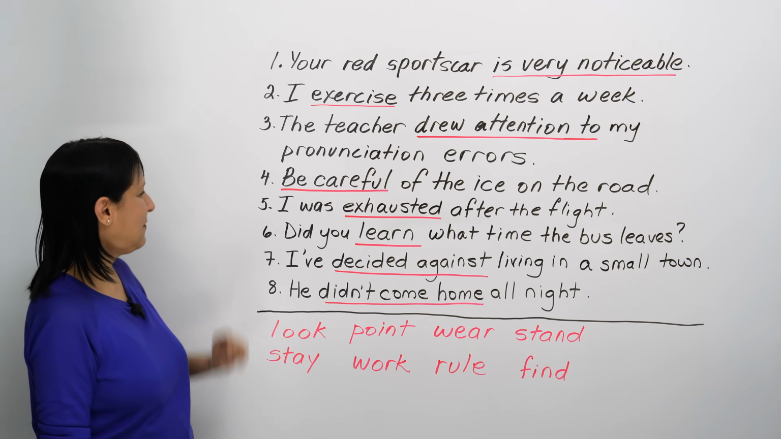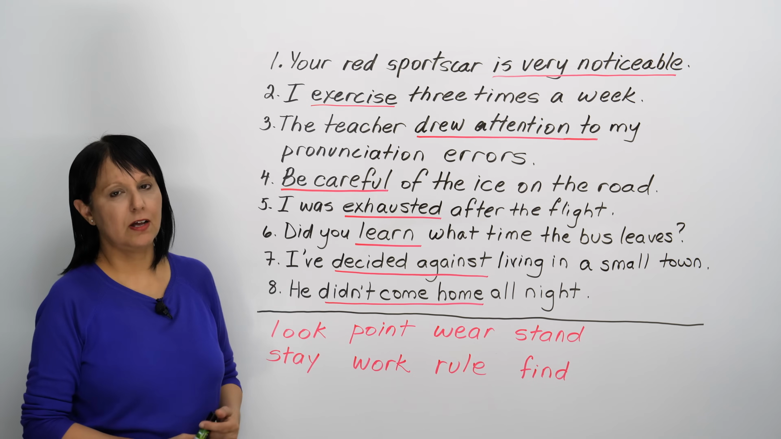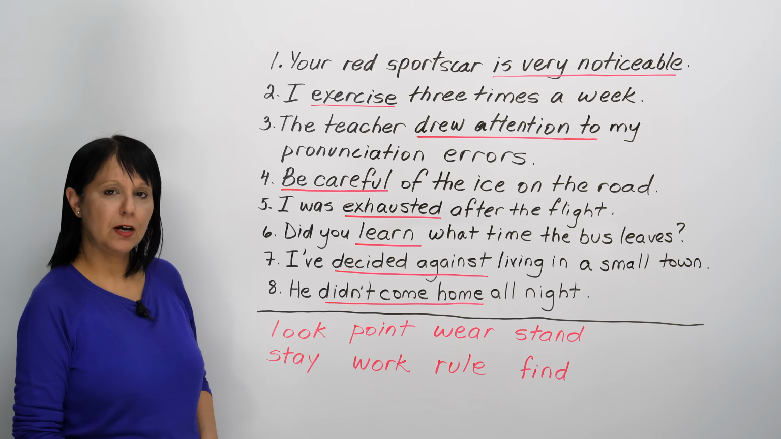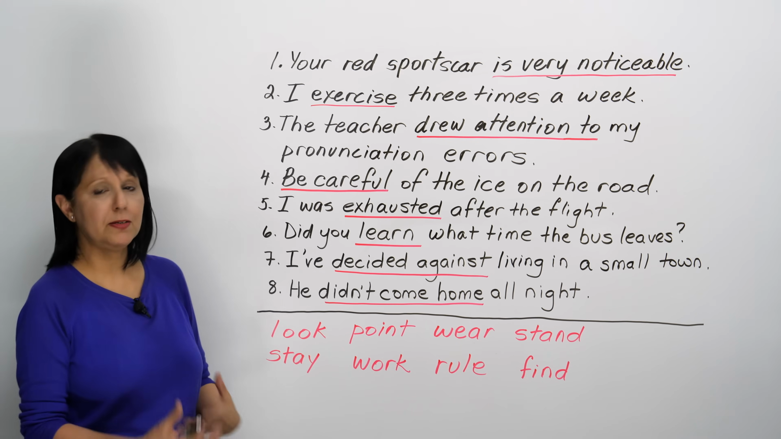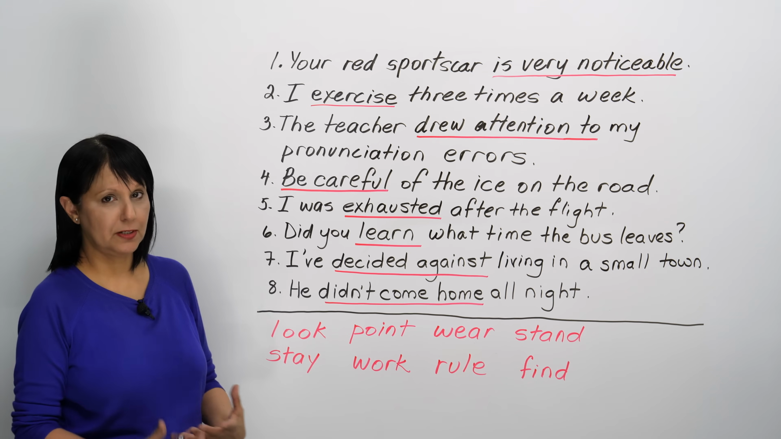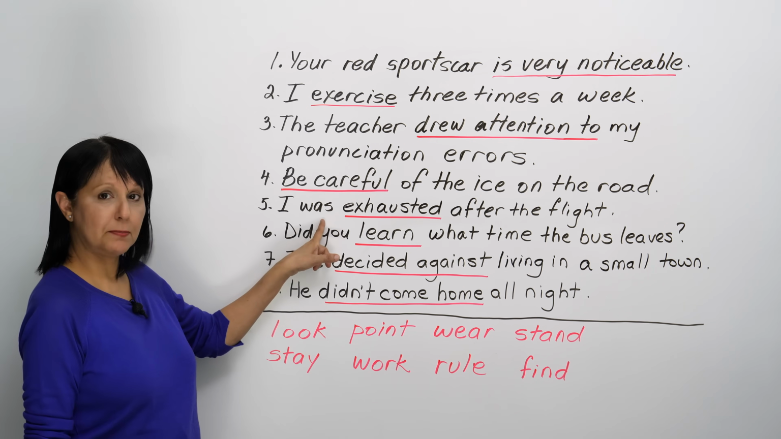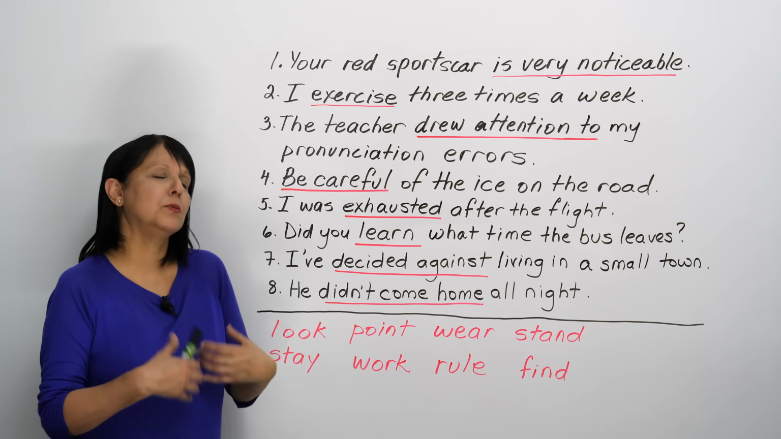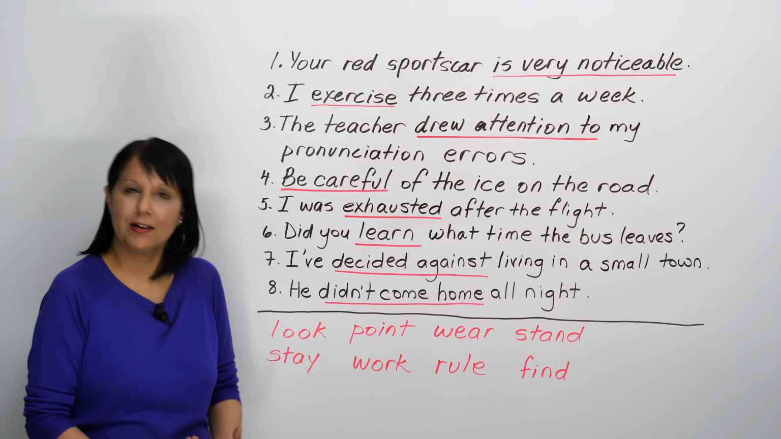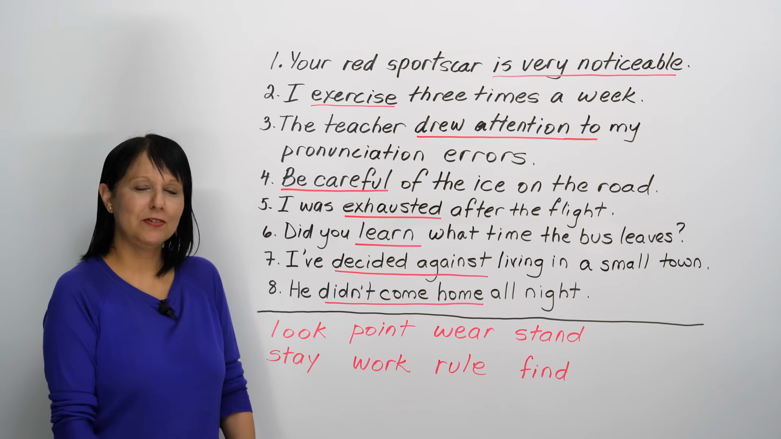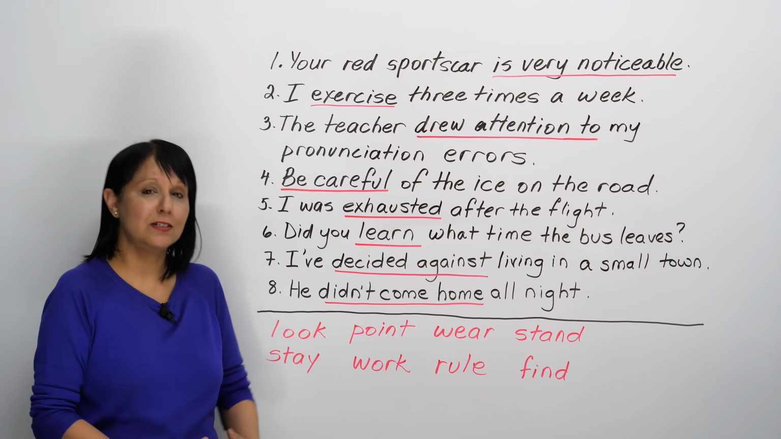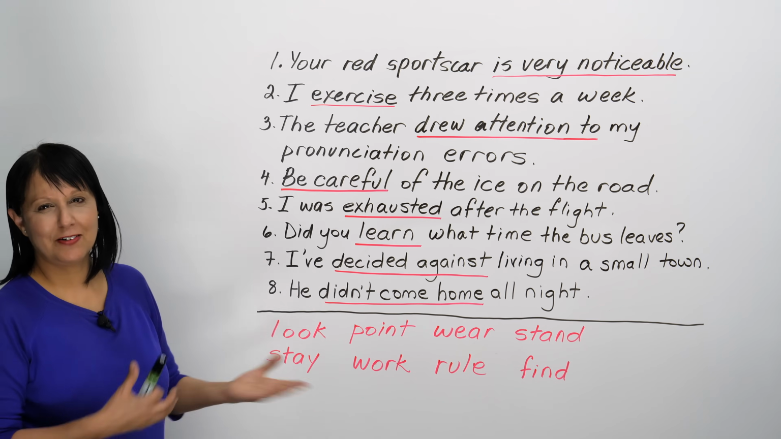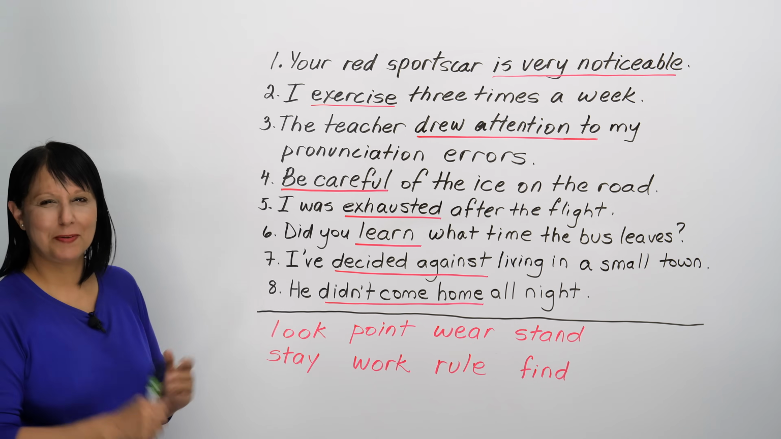All right. Number 5. I was exhausted after the flight. Which one could we use? Remember, sometimes you have to change the form of the verb a little bit. I was, because it's in the past tense. I was worn out. Okay, I was worn out. I was so tired. I was exhausted. Remember, we said a person can be exhausted. Your shoes could be worn out. Okay, so you could be worn out or your shoes could be worn out. That's a good way to remember it.